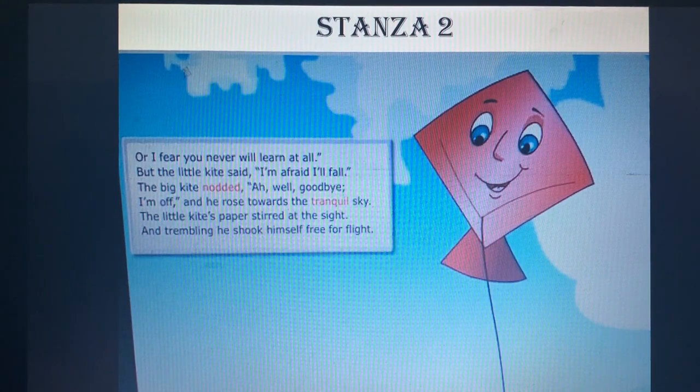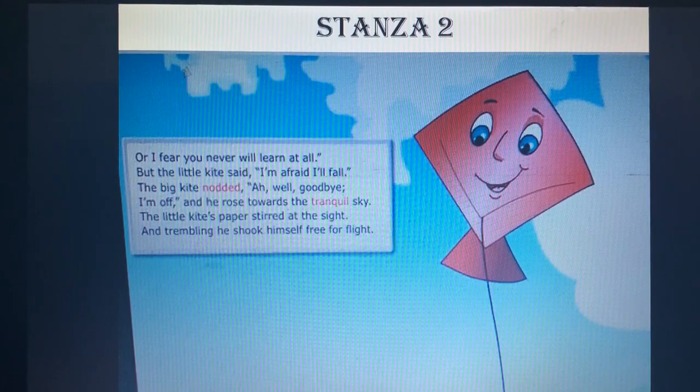I'm off, and he rose. Rose is the second form of rise, it is the past form of rise. He rose towards the tranquil sky. अब वो जो बड़ी वाली पतंग थी वो तो ऊपर उड़ गई, बिल्कुल पीसफुल शांत आसमान में. The little kite's paper stood at the sight, और जो छोटी वाली पतंग थी उसका जो पेपर था वो तो बस इधर उधर मूव करता रहा, बिल्कुल थोड़ा थोड़ा थोड़ा. The little kite, and trembling, he shook himself free for flight. फिर उसने बहुत शेक भी किया, हिला, डर भी लगा उससे, लेकिन फिर वो फ्री हो गया उड़ने के लिए आसमान में.